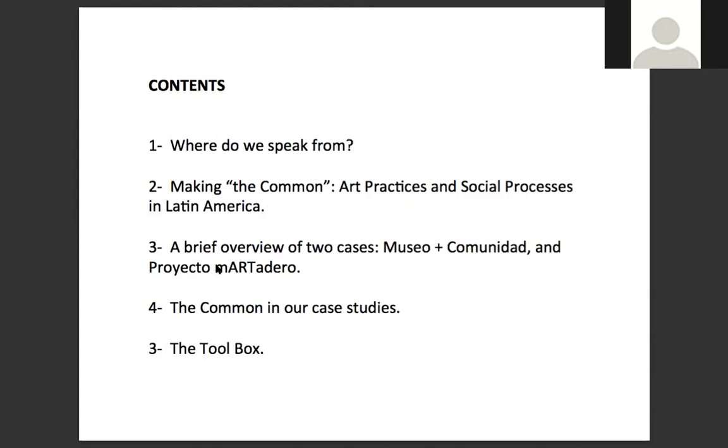Then we will talk about the idea of the common in these cases, and how the common has emerged from a toolbox that we have constructed in the research process to talk about these cases. Then with the toolbox, we want to work in small groups with you to see how this toolbox could be useful.